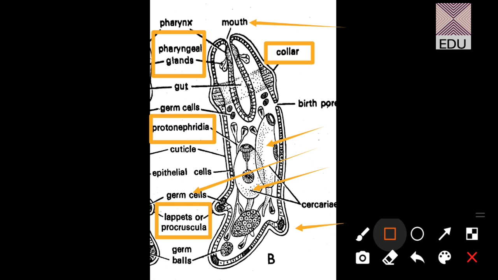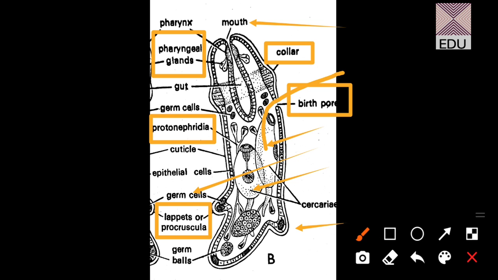And there is a definite birth pore which is present over here. And these cercaria larvae, they are coming out of this birth pore. So that means there is a definite birth pore. There will be no bursting out of the membrane. So that was about the redia larvae.